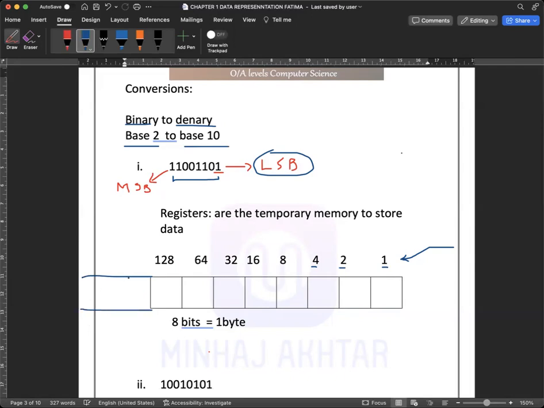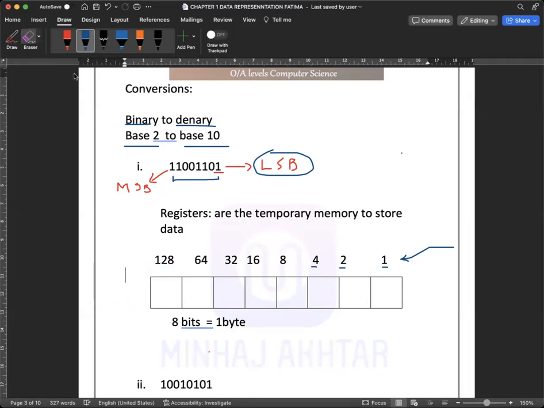If you're extending the register like that, you need to also extend your values. So 128 doubles to 256. 256 doubles to 512. 512 doubles to 1024. In this way the bits and the powers extend if you have a big value. Understand or not? Understood. That's great.